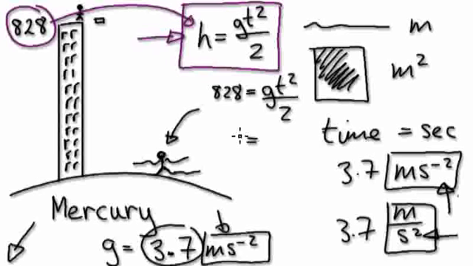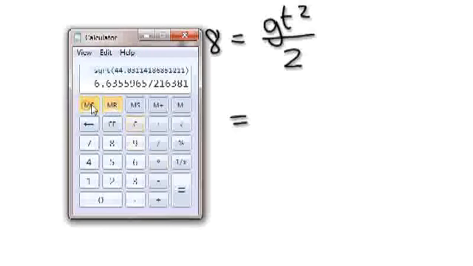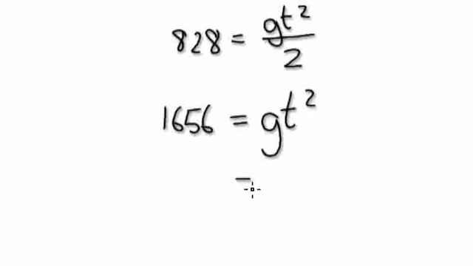Now times both sides by 2. So 828 equals G T squared over 2. Okay, now times both sides by 2. So 828 times 2 equals 1656. 1656 equals G T squared.